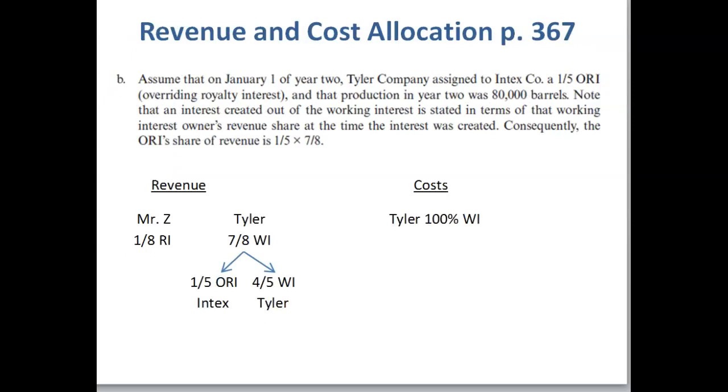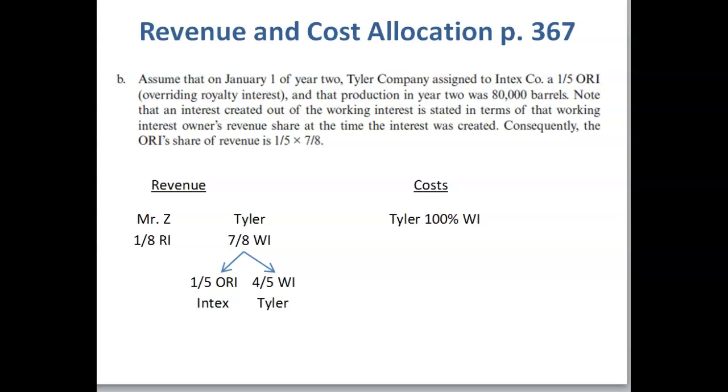Assume that on January 1st of year 2, Tyler Company assigned to Intex Company a 1/5 overriding royalty interest, and that production in year 2 was 80,000 barrels. Note that an interest created out of the working interest is stated in terms of that working interest owner's revenue share at the time the interest was created. Consequently, the overriding royalty interest share of revenue is 1/5 times 7/8.